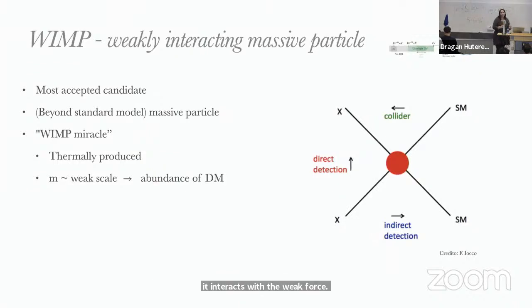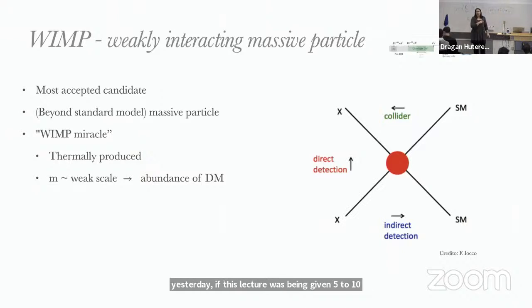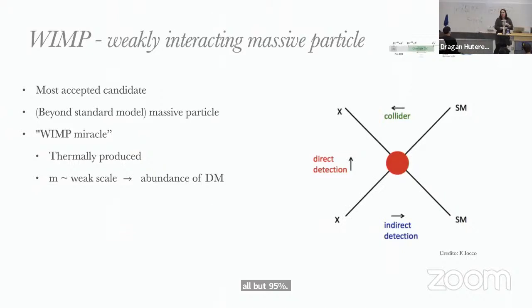It's the candidate that, again, I repeat what I said yesterday, if this lecture was being given 5 to 10 years ago, this is all we would be talking about. Not all, but 95%. So WIMP is the main candidate. It is where we're spending the money, have been spending the money for many years to try to look for dark matter. So the WIMP is basically, you assume that it is going to be a particle beyond the standard model that has mass.